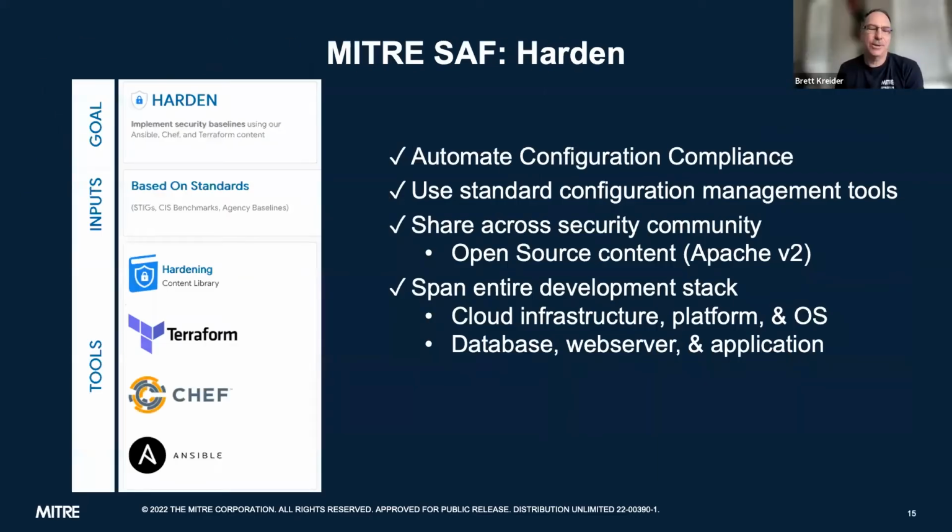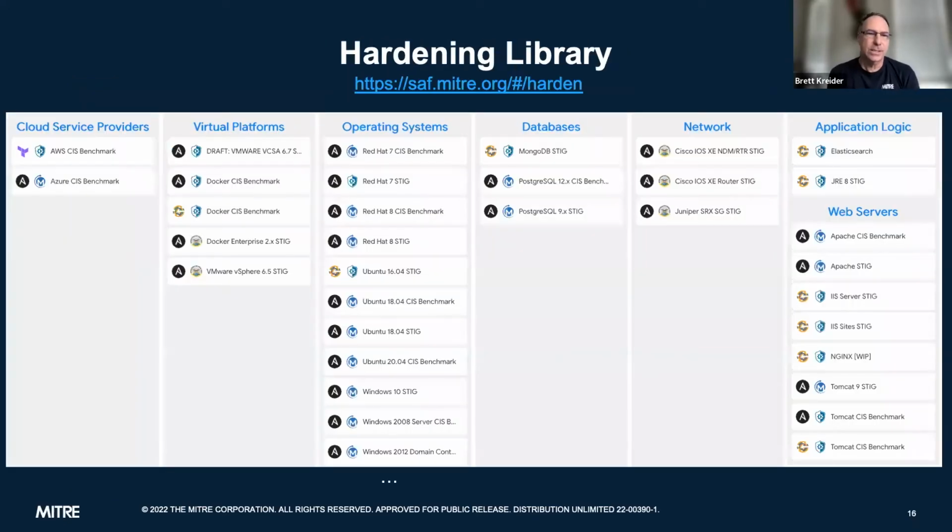So let's dig a little bit deeper into the MITRE SAF website at saf.mitre.org. On this website, you can find information on the goals and inputs and tools for each of the 4 capabilities that we're going to go into detail now. So here you can see information on hardening, and we'll go to the next slide and show you the library of content that exists on the website. This is just a screenshot of the website.